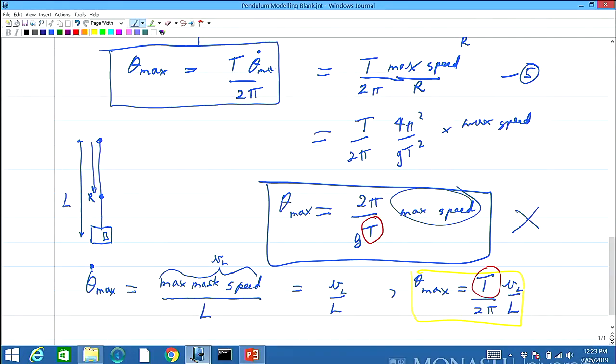T is the time from crossing that way back and then crossing again, the time for a complete period of the pendulum. And VL is a measurable quantity. It's different from max speed up here. L, 2 pi are obviously constants, so you can see the maximum angle is proportional to the period, not inversely proportional.